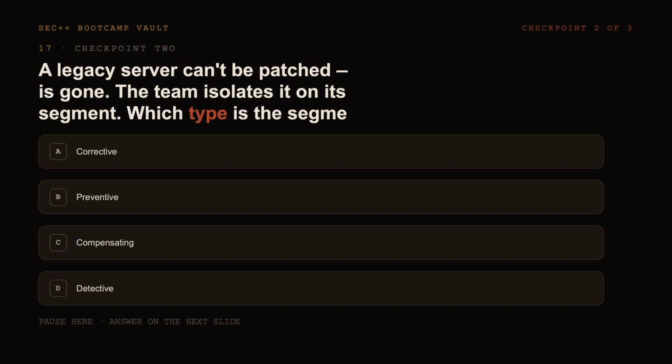A. Corrective. B. Preventive. C. Compensating. D. Detective. Think about why the team chose to separate it in the first place. Pause now. Answer on the next slide. The answer is C. Compensating.